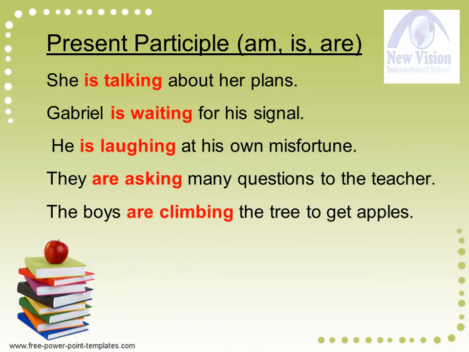The present participle is formed by adding ing to the base form of a verb. For verbs ending with the letter E, eliminate the E before adding ing. If a verb is composed of one syllable, which ends with one vowel and a consonant letter, double the final consonant before adding ing. Remember to use a helping verb before the verb.